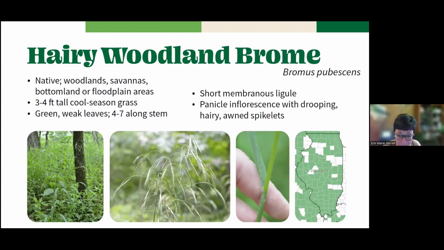I didn't put it on here, but the leaf sheaths and blades are hairy. I guess I just assumed it's in the name. So do note that hairy leaf sheaths and leaf blades. Short membranous ligule. And then we're going to have a panicle. So again, this is kind of our more typical panicle arrangement where we have those longer branches. It's more of a drooping open form. And then we are going to have hairs on our spikelets as well and some awns.